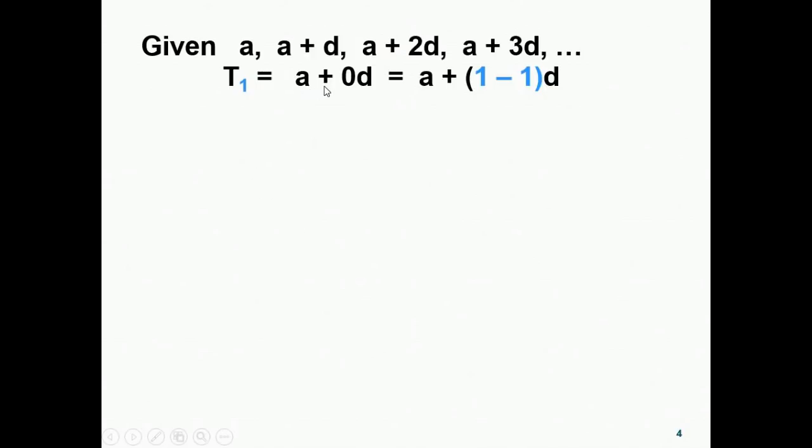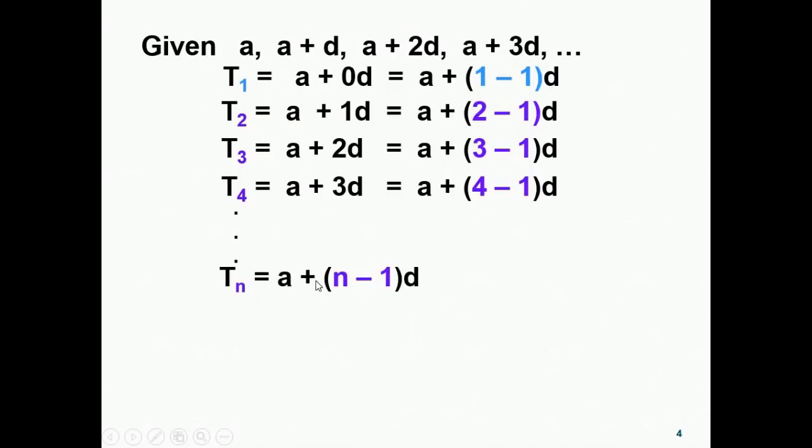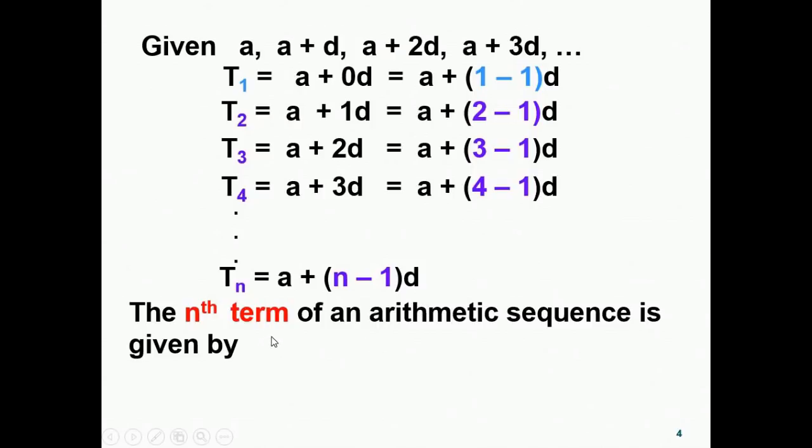T1 is equal to A plus 0D, which is equal to A plus 1 minus 1 D. Second term is A plus 1D, A plus D, so it is equal to A plus 2 minus 1 D. Follow the same pattern above. The third term is A plus 2D, which is equal to A plus 3 minus 1 D. And the fourth term is A plus 3D, which is equal to A plus 4 minus 1 D. In general, we have Tn is equal to A plus n minus 1 D. So this is the nth term of an arithmetic sequence.